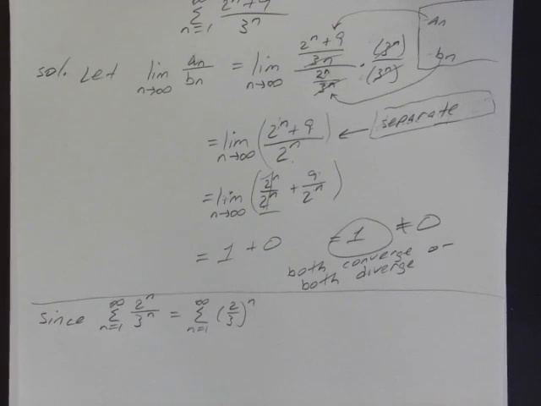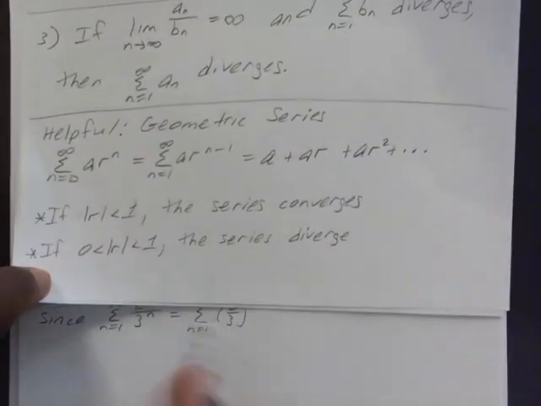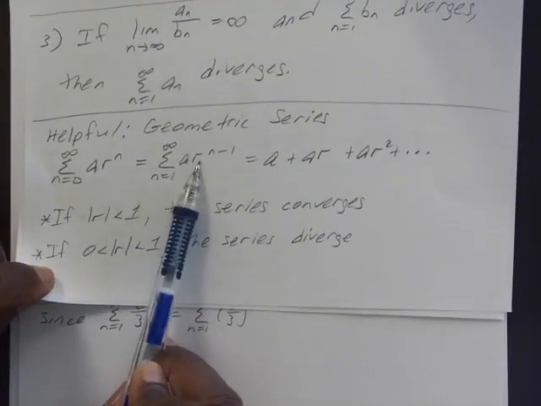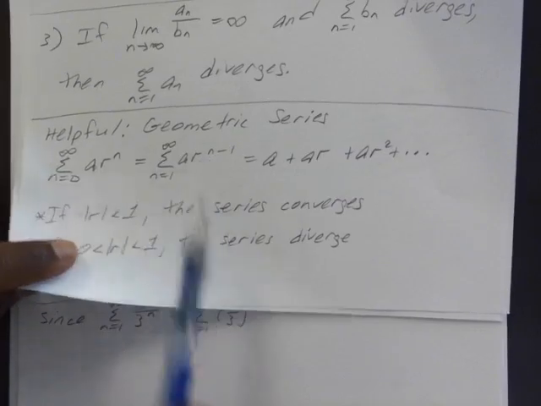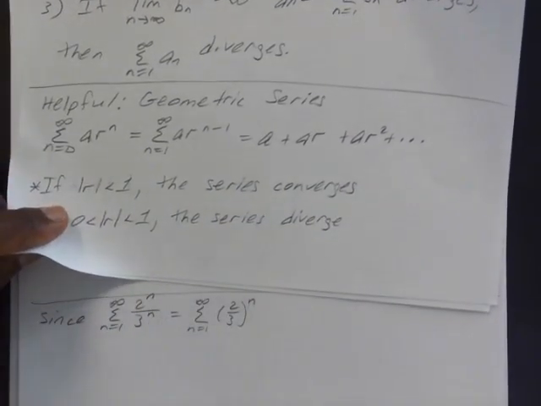Okay, but remember, let me go back, the very first page. For the geometric series, if it starts at 1, then your r has to be to the power of n minus 1. So we have to rewrite this in the power of n minus 1.